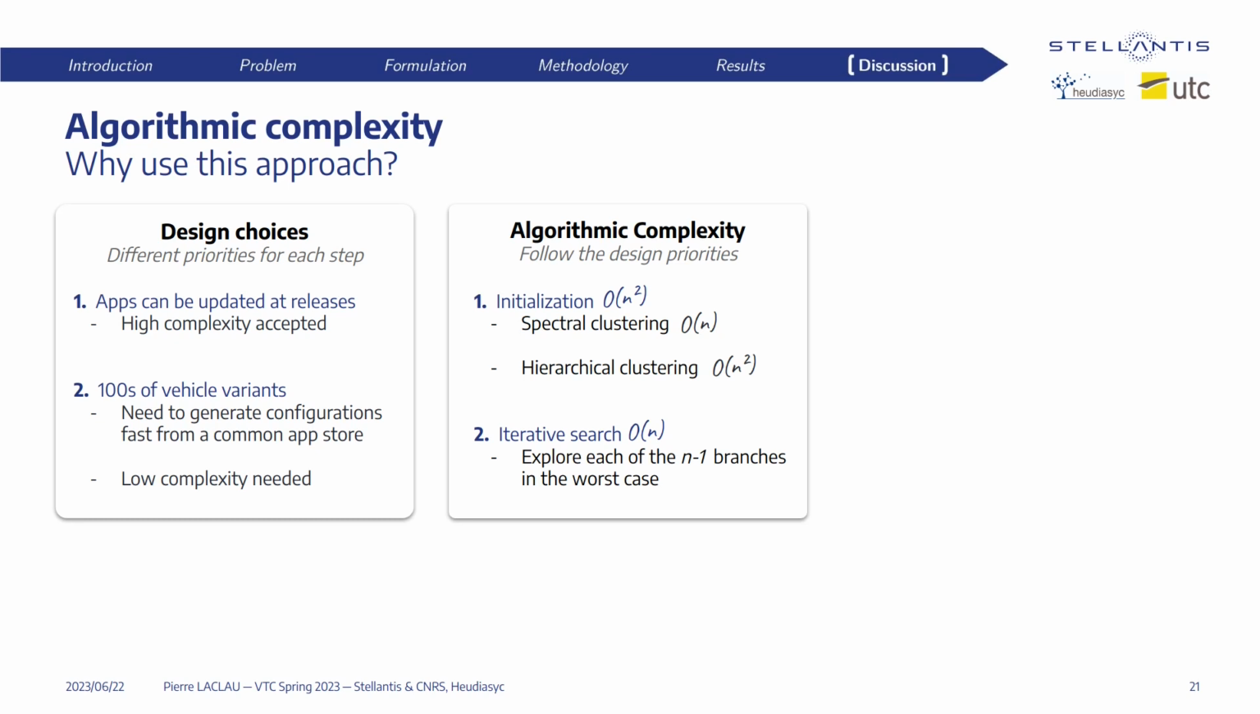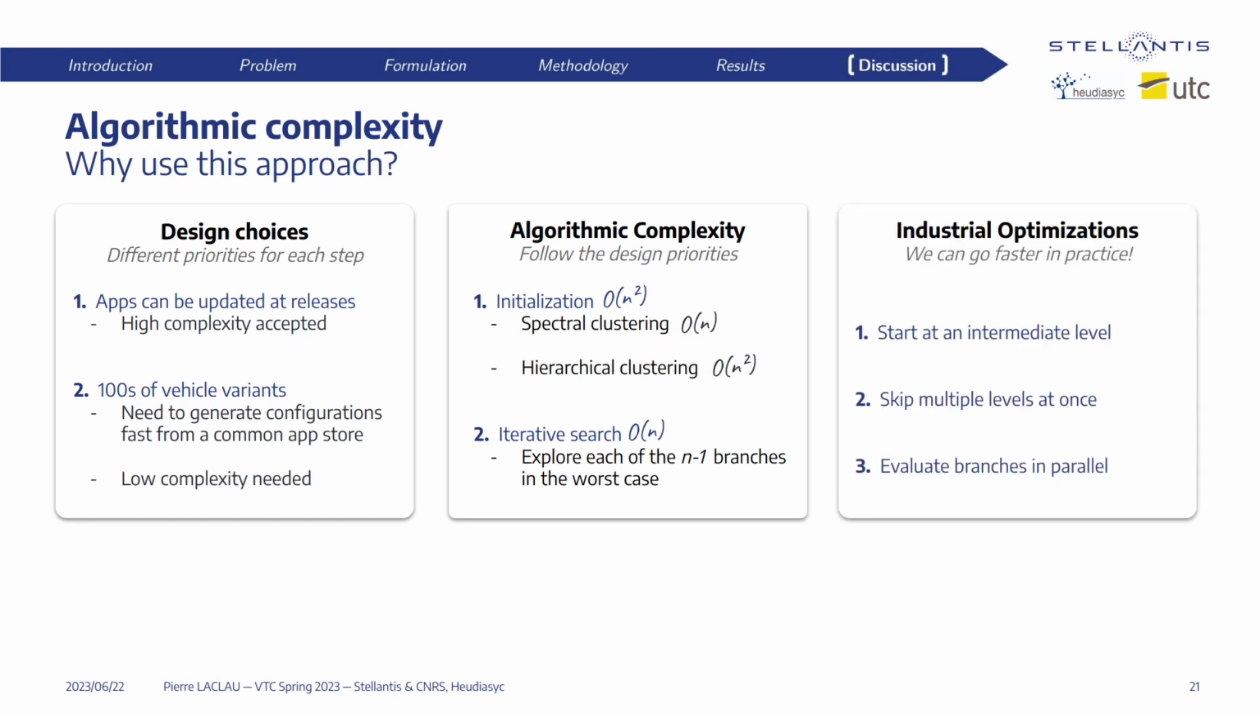And if you are in an industrial scenario with some more real-life applications, you can do some small optimizations. The first one is that you can start at an intermediate level, because if you have a very cheap vehicle, you know that the very top features with everything included are not going to run. So you start lower to go faster. You can also skip multiple levels at once. If you see that something is unfeasible, you go faster and do a sort of dichotomy search. And then finally, since every branch is completely independent, you can evaluate them in parallel in the data center and pre-compute everything.